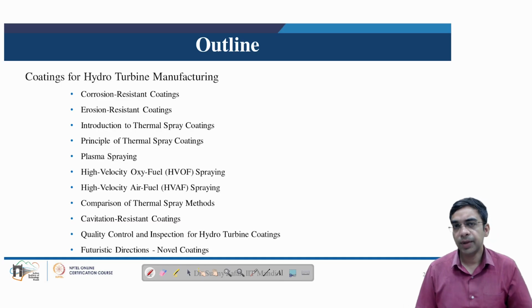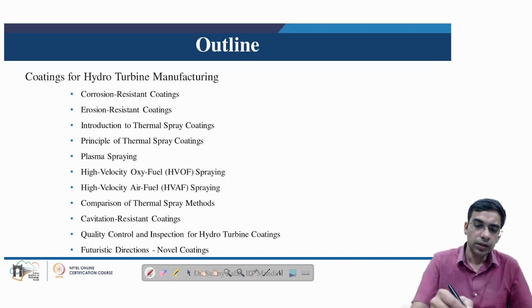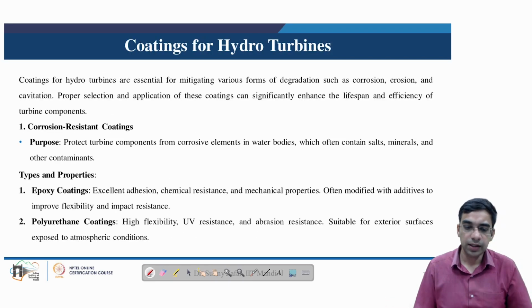Coatings are not only applied for erosion but may also be applied for giving corrosion resistance, but largely, as we know, because of the material selection, the corrosion resistance is already there in the material which is selected to manufacture the hydroturbine, which is the stainless steel or duplex stainless steel. So with this background, we will see the details of coatings used in hydroturbine.